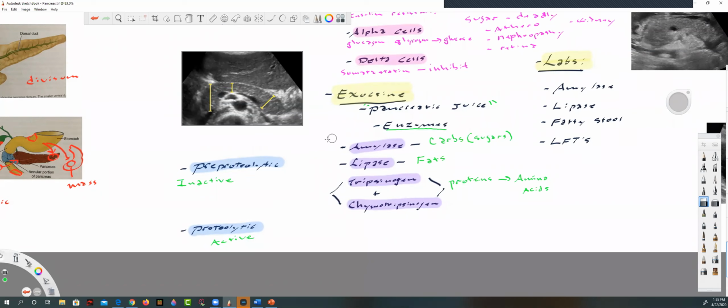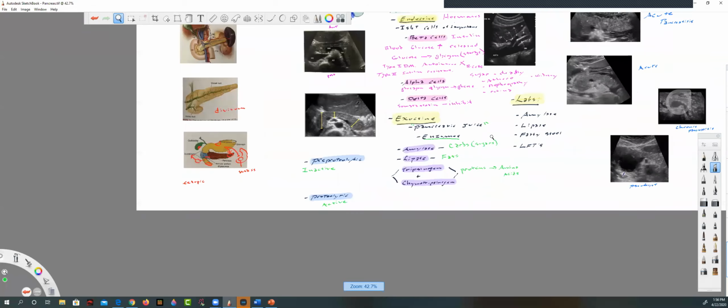That is what pancreatitis is. The organ is consuming its own self because these enzymes are super, super powerful. We'll finish up on labs and I'll give you a break because it's pretty easy.